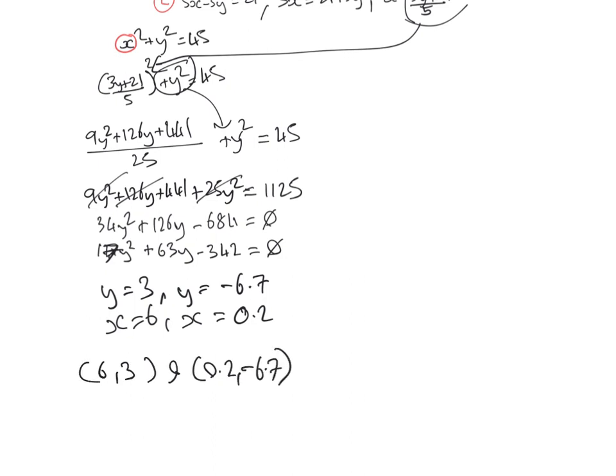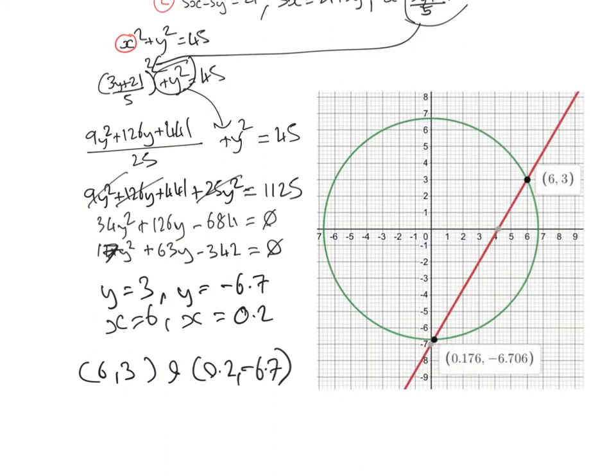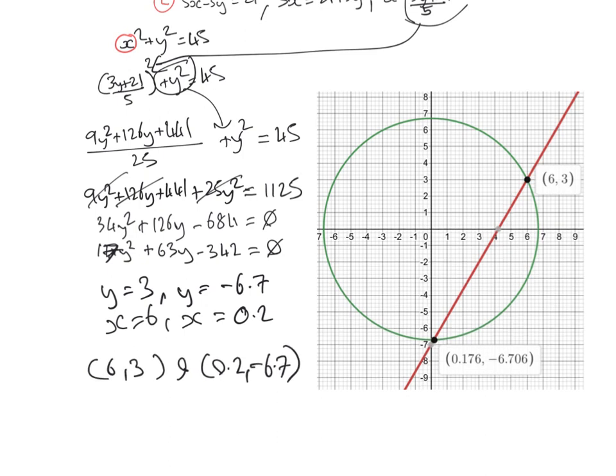And let's have a look at Desmos. Do the graphs agree with what we've done? Well, yes, it does, thankfully. So there's our 6, 3, and then to 1 decimal place, there's our 0.2 and minus 6.7. But as you can see, horrible. So that's why, if you can help it, you want to avoid the nasty fractions. But sometimes you have no choice, and then you've just got to be careful. All right?